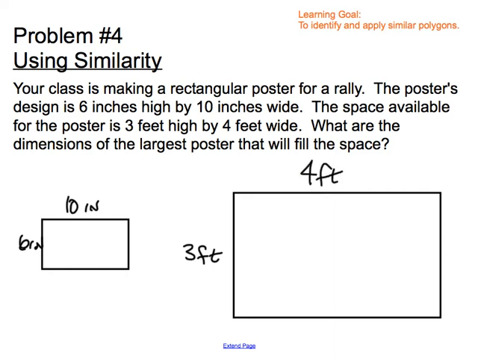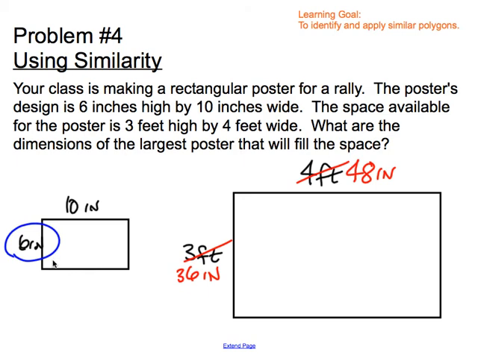So first, let's get everything into the same units. So let's convert to the smaller of the two units. Let's convert these feet to inches. So 3 times 12 is 36, so we have 36 inches in this case. And 4 times 12 is 48 inches. So the space that we're looking to fill is 36 inches by 48 inches.